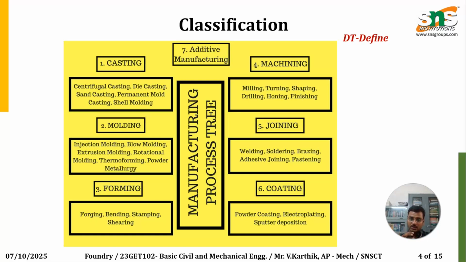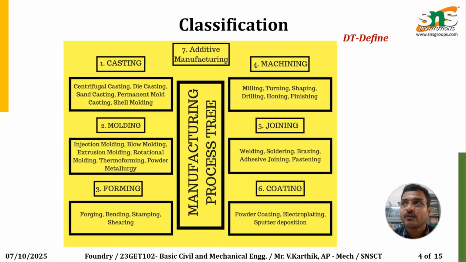These are some of the processes of forming types. And then machining: we know that in mechanical manufacturing we have more machining operations like milling, turning, shaping, drilling, honing, and finishing. Joining of material is nothing but welding operations. We saw in the last class the joining of two materials: soldering, brazing, and then adhesive joining, fastening. Coating: powder coating is also one of the coating operations, along with electroplating and sputtering operations.